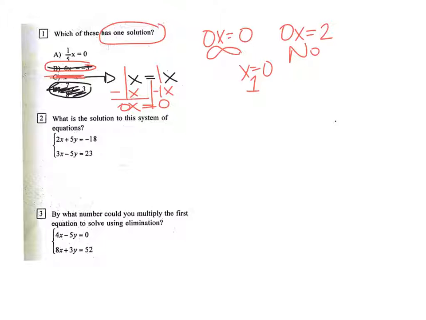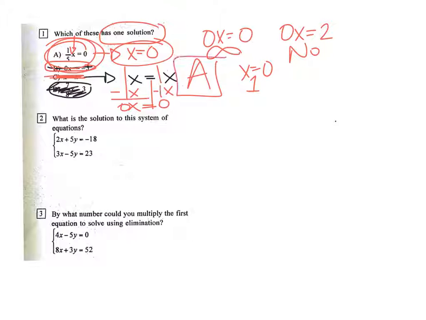Now look at A. What times 1/5 equals 0? Well, 0 times anything is going to equal 0, so x equals 0, that is your one solution. If x equals 2 or 7 or 12 or anything, one solution. Answer is A, okay? Number 2, review.